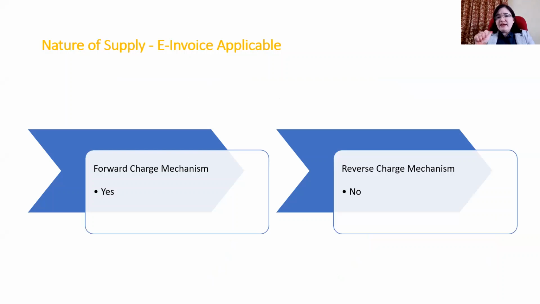Second, for easy understanding, keep in mind that whenever there is a forward charge and you are issuing a tax invoice, credit note or debit note, you have to generate the e-invoice, and e-invoicing is not applicable for reverse charge. But as a GTA, you are providing GTA services and your recipient is required to pay the GST. Then in that case, for the forward charge, as a supplier, you have to generate the e-invoice. So for simplification, if there is a forward charge, tax invoice applicable, debit note applicable, credit note applicable, then e-invoicing is required.